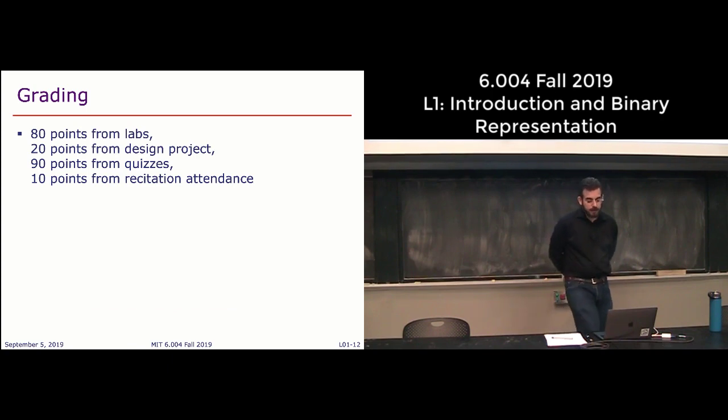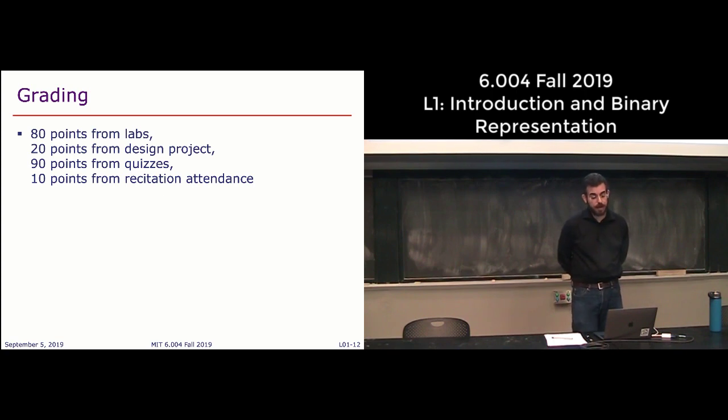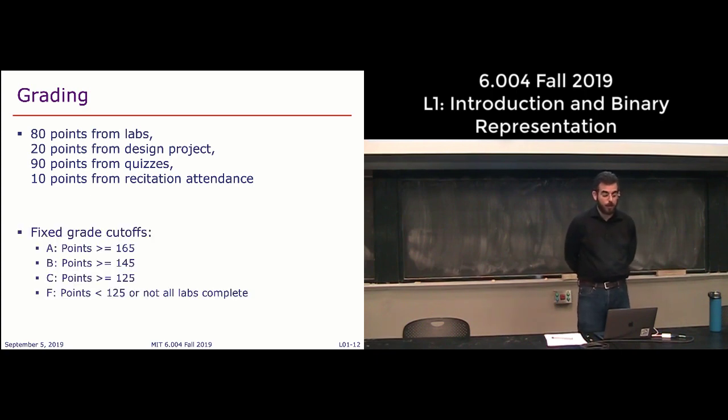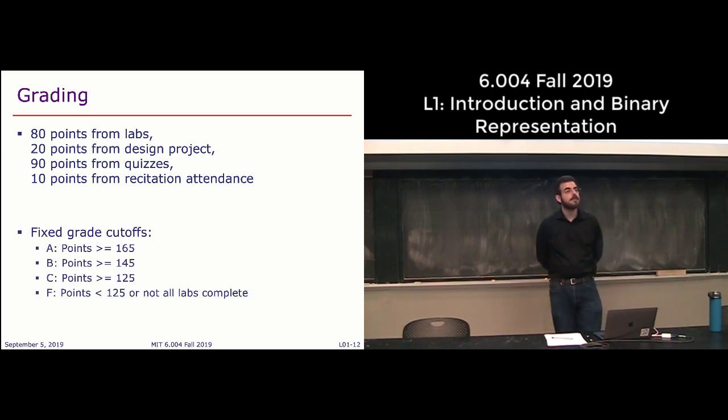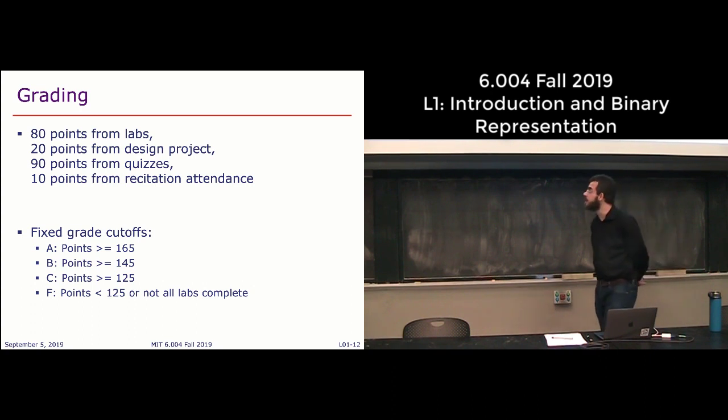In terms of grading, basically 50% of the grade comes from labs and the design project, and 50% of the grade comes from quizzes and recitation attendance. There are 200 points total, right? 80 points from labs, 20 from the design project, 90 points from quizzes, that is 30 points per quiz, and then 10 points from recitation attendance. And we have fixed grade cutoffs. So this is a very transparent grading scheme. Grading, of course, is not curved. This depends on your performance.